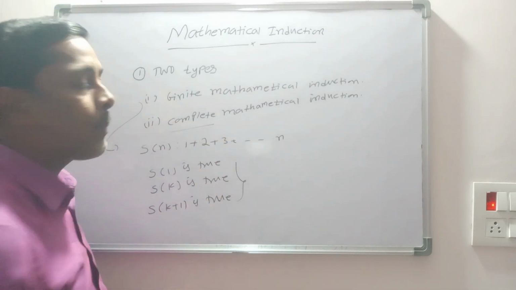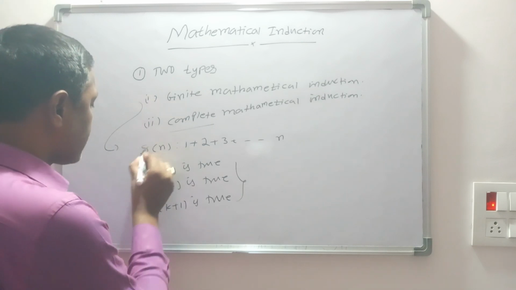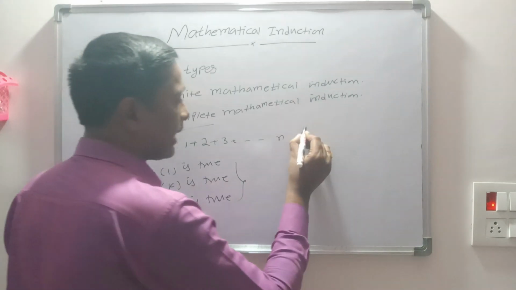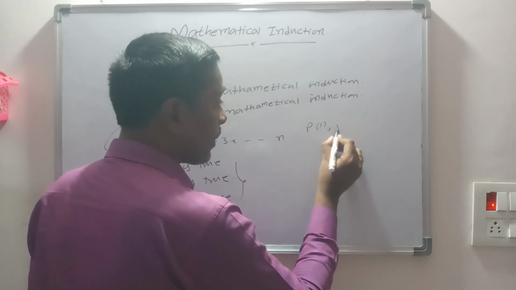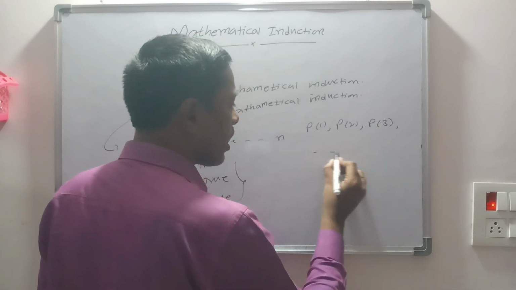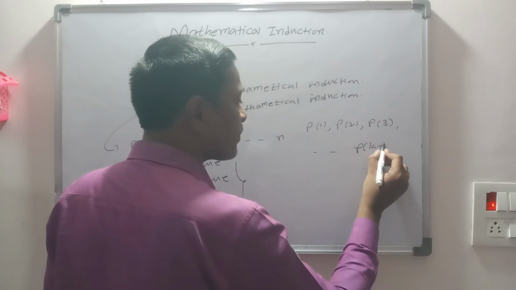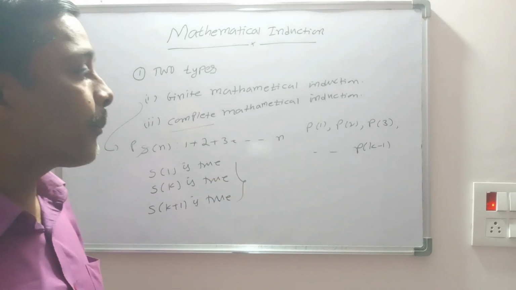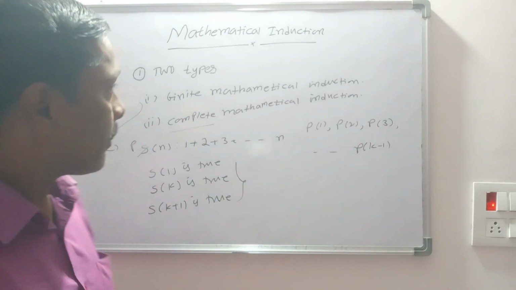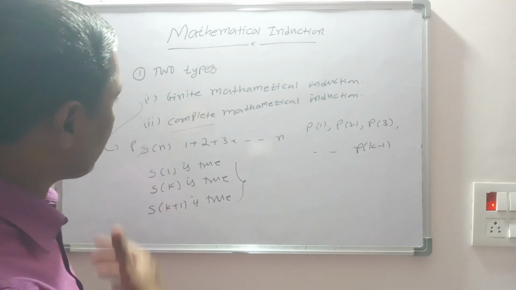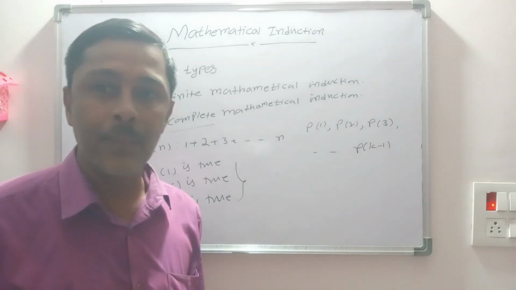Second one, complete mathematical induction. This can be written as P of n equal to 1 plus 2 plus 3 plus so on n. P of 1, P of 2, P of 3, so on, P of k minus 1 are also true. Each and every term is also true. It is called complete mathematical induction. Mathematical induction has two types: finite mathematical induction and complete mathematical induction.